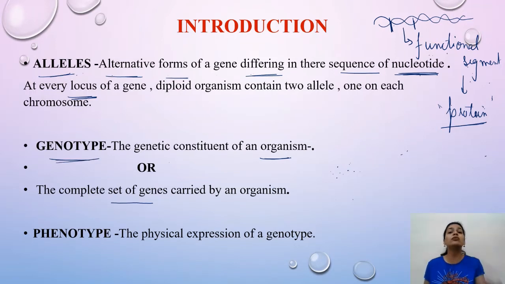We call that its genotype. Whatever genes, the complete total genetic constituent, or all the genes present in an organism, make up its genotype. Now, what is phenotype? When these genes show their physical expression, that expression can be seen phenotypically. You can see it physically, or it can be biochemically expressed in the form of proteins. That physical expression of the genes or the genotype is known as phenotype. Getting everyone? Okay.